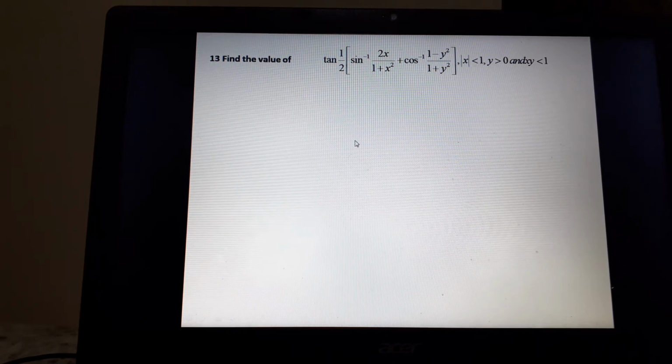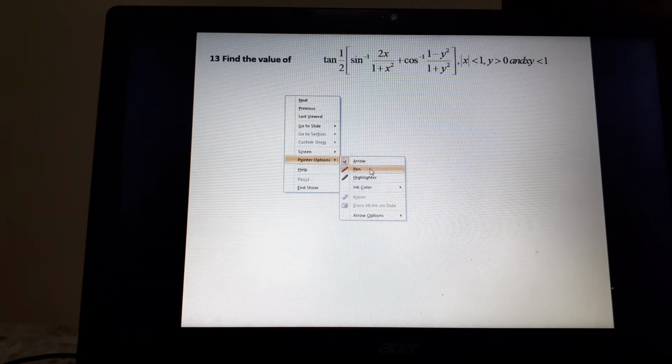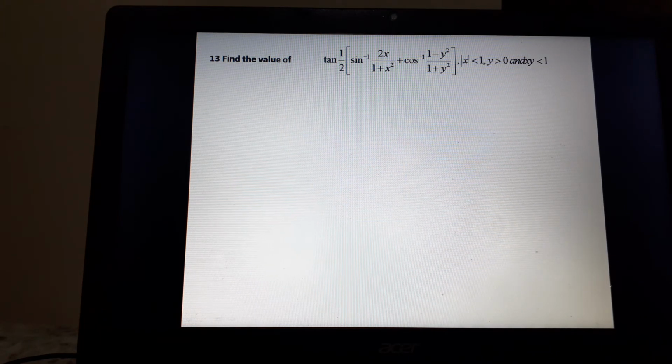Next question. This seems to be a very lengthy expression, but if you remember the formula, it is very simple. The condition is of course mod x is less than 1, y positive and xy less than 1. So let us do this question. Find the value of this one. So consider tan half of, inside the bracket, sine inverse 2x by 1 plus x square plus cos inverse 1 minus y square by 1 plus y square.